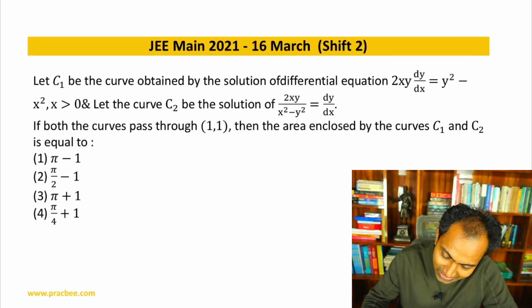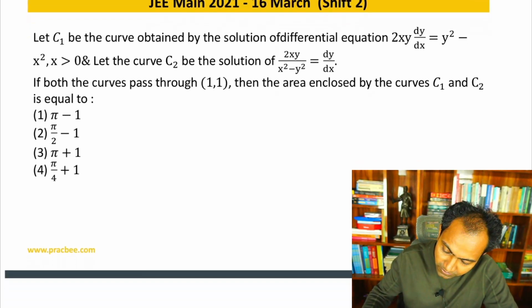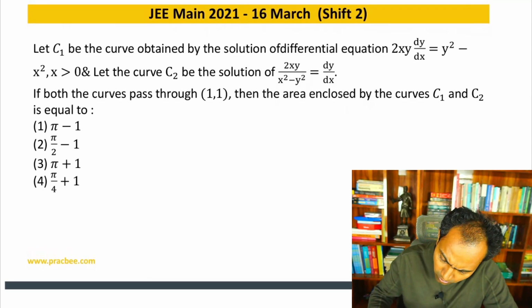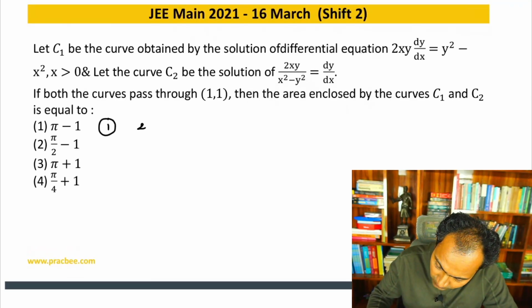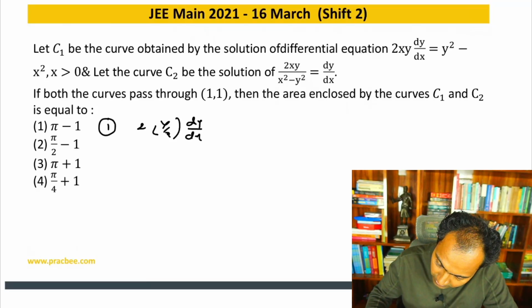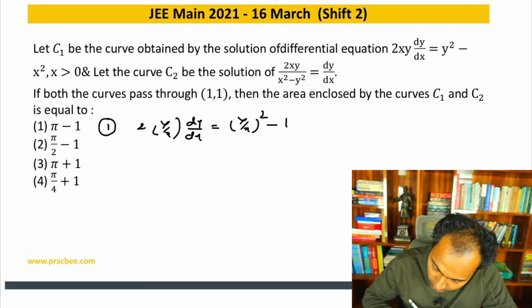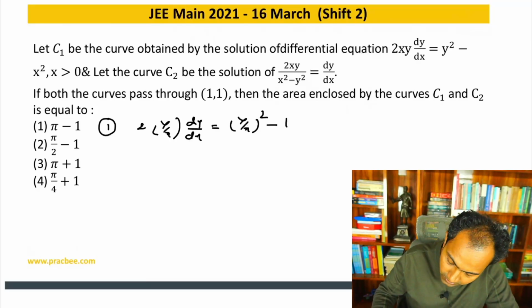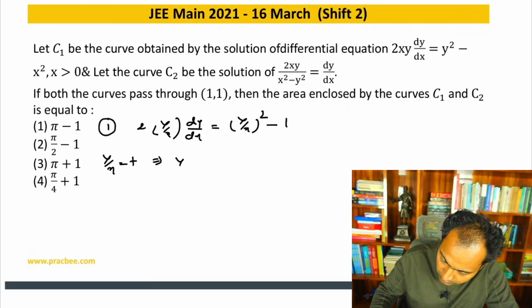So let us start systematically. So if I start with the first curve, and if I look into this, it is clearly a homogeneous differential equation. So the trick is very simple. You divide by x square, and if you do it in the left hand side, it is y by x dy by dx. It becomes y by x whole square minus 1. And now the trick is very simple. Put y by x is t or y is equal to tx.